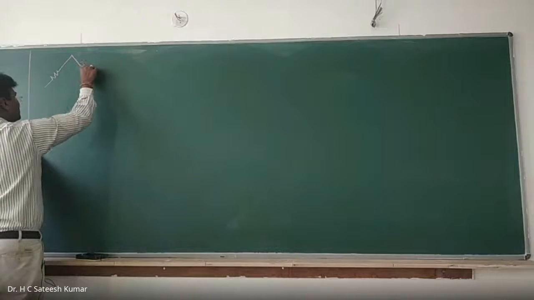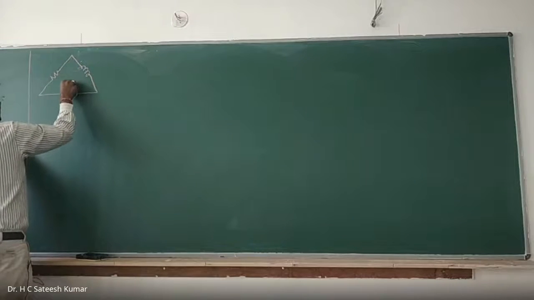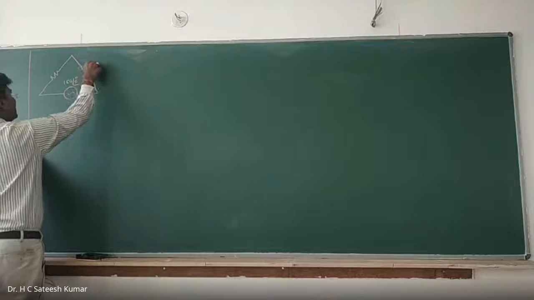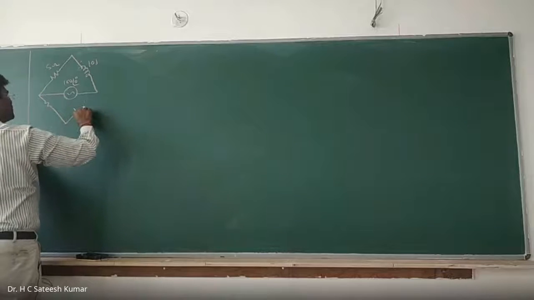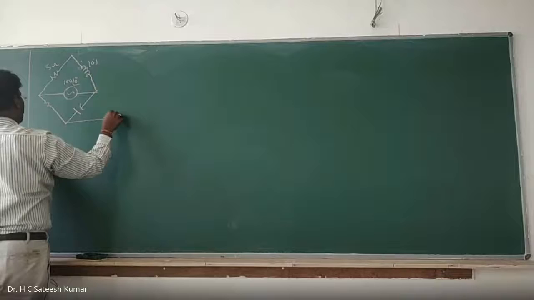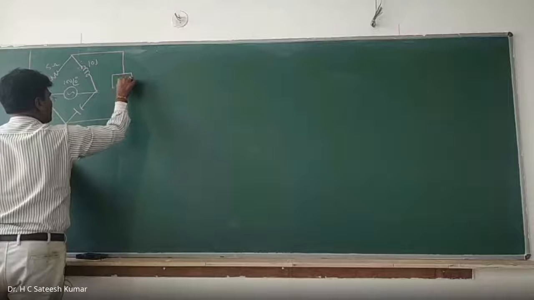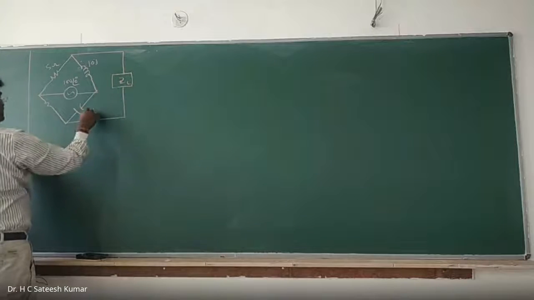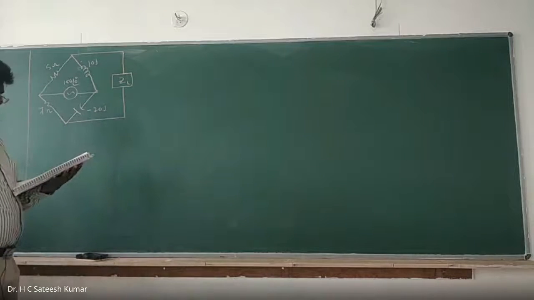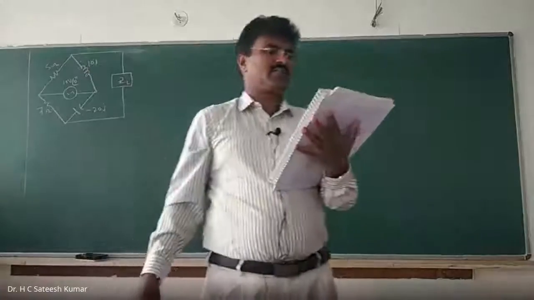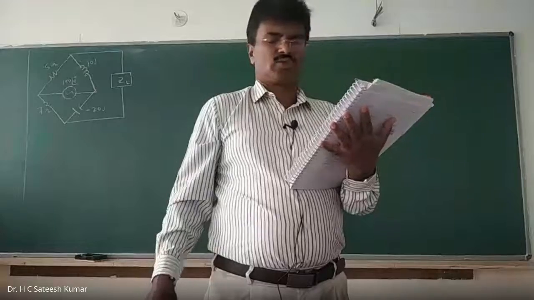This is inductance and a voltage source, whose value is 100 at an angle of 0 degree, 10j, 5 ohms, and here we have 7 ohms and one capacitor, minus 20j, 7 ohms, and ZL. This question is from a 2008 old paper. Find the value of ZL for which maximum power is transferred to the load ZL from the network shown in the figure, he said.